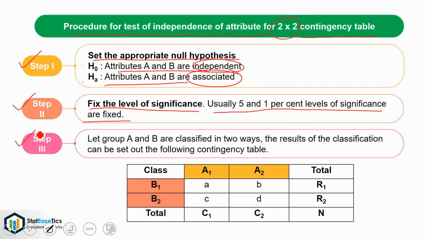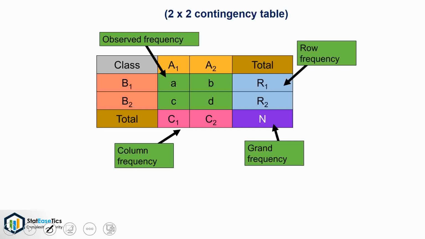Step 3. Let group A and B are classified in two ways. The results of the classification can be set out in the following contingency table. Now let's understand the 2 cross 2 contingency table. Here the values a, b, c, d indicate the observed frequency. R1 and R2 indicate the row frequency or row total. C1 and C2 indicate the column frequency or column total, and capital N indicates the grand frequency or grand total.